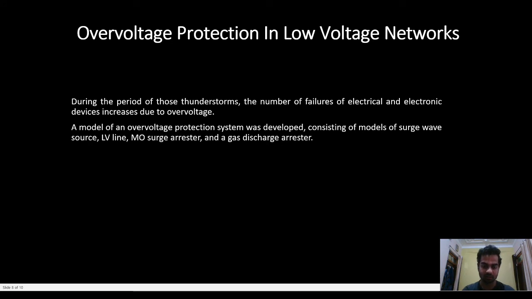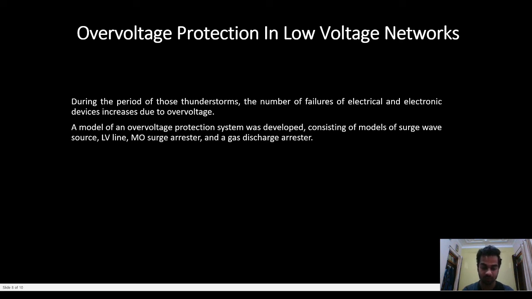The next topic is over voltage protection in low voltage networks. This is used in the period of thunderstorms. During thunderstorms, the number of failures of electrical and electronic devices increases. The main reason for these failures is over voltage in the wiring system caused by atmospheric discharges. Due to lightning at different parts, the over voltage varies, and we have to use an efficient system to control this.